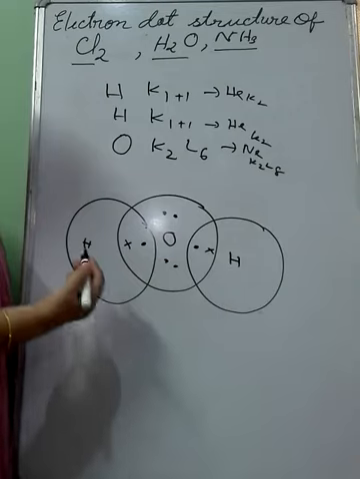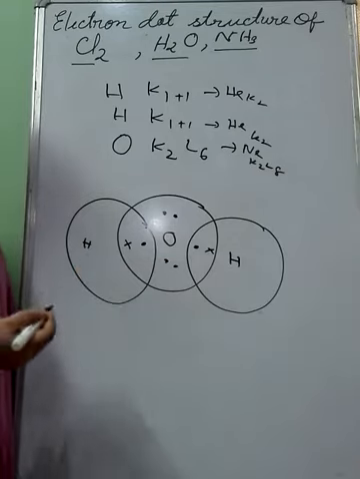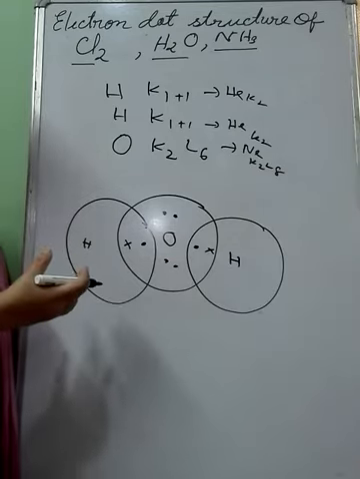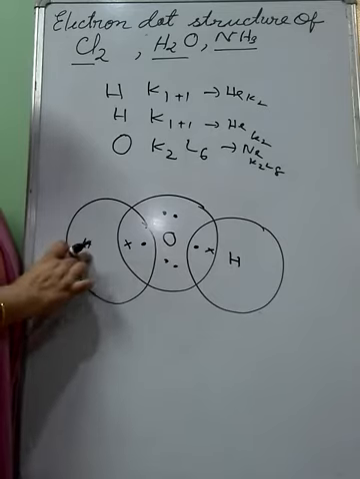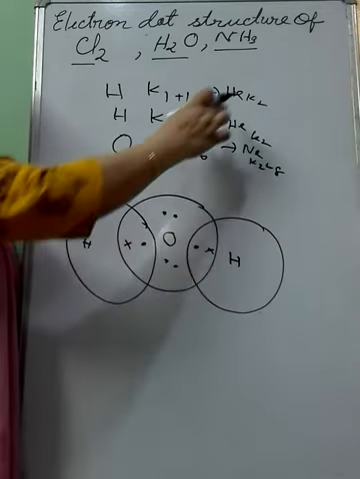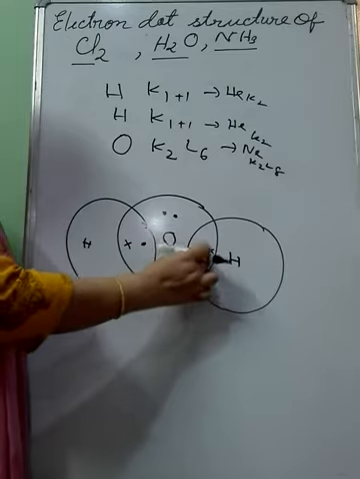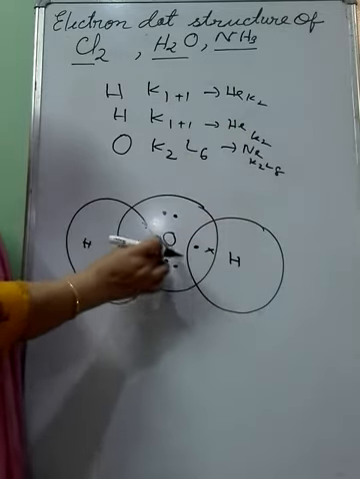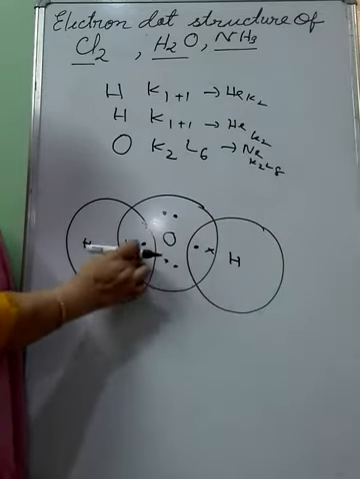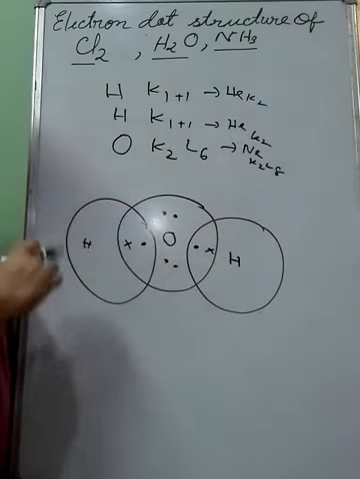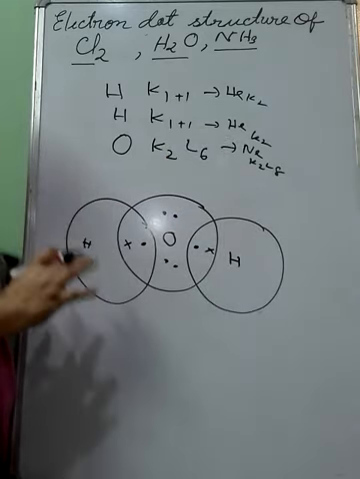So this is the dot structure for the water molecule, and see how the nearest inert gas configuration is fulfilled. For this hydrogen, 1, 2 electrons, helium configuration. For this hydrogen, 1, 2, helium configuration. For this oxygen, 1, 2, 3, 4, 5, 6, 7, 8, neon configuration. So all are satisfied, and the water molecule is formed.